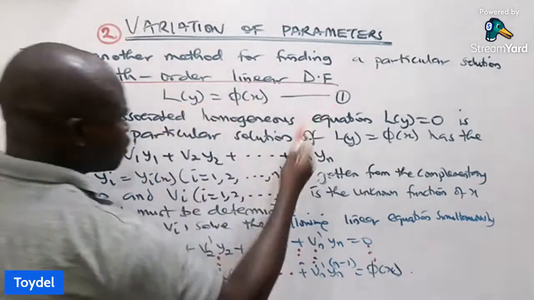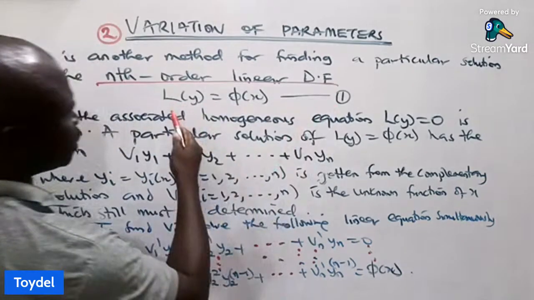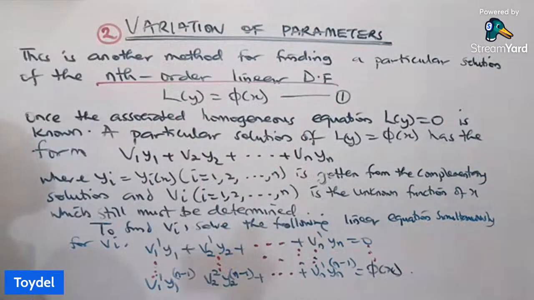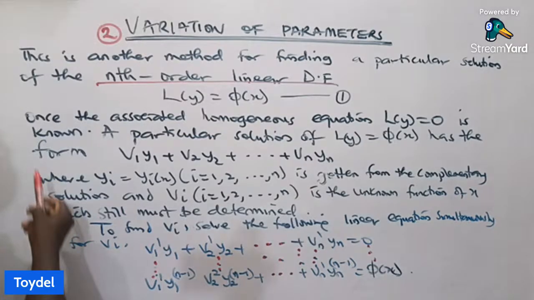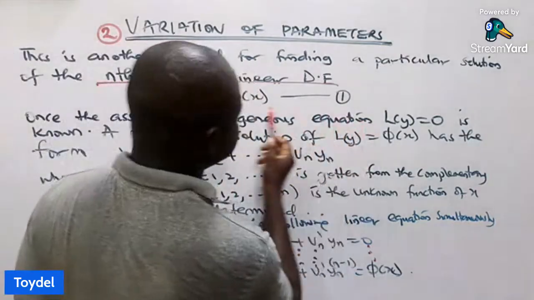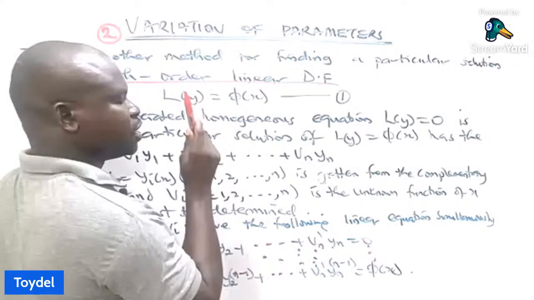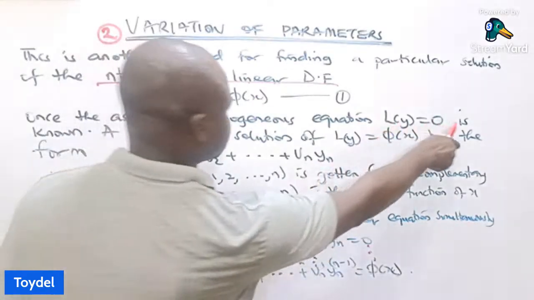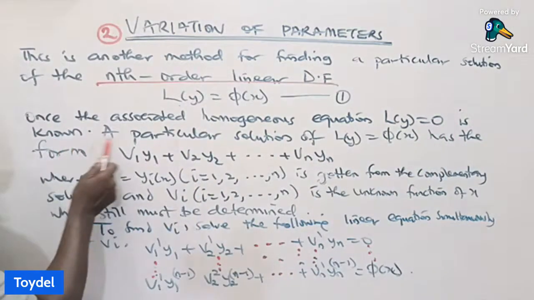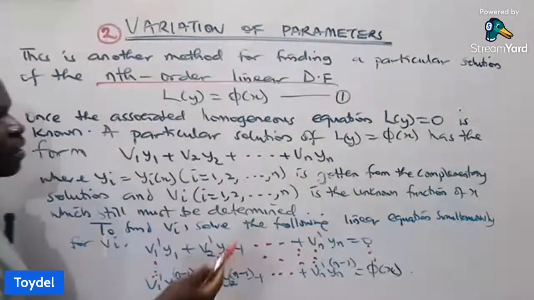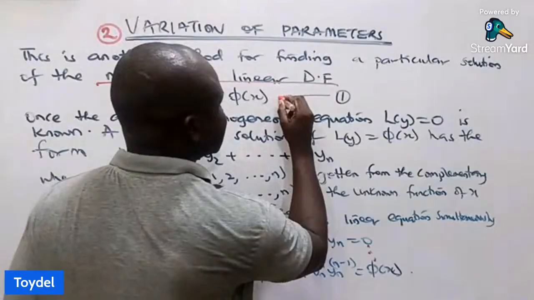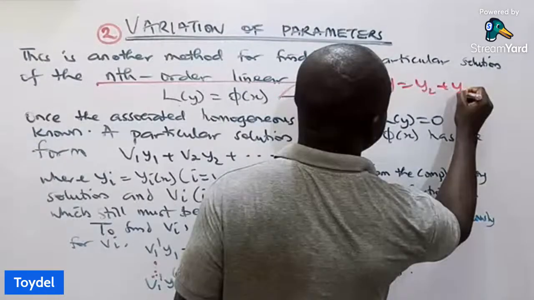So let's look at this equation 1. This is a linear non-homogeneous differential equation. But once the associated homogeneous equation, that is, when we equate the right hand side to be equal to 0, we are going to have a homogeneous equation. And once we have homogeneous differential equations, we only have one solution, which is the complementary solution. That is, once we have gotten the value of yc, the general solution is y equal to yc plus yp. This is the complementary solution, and this is the particular solution.